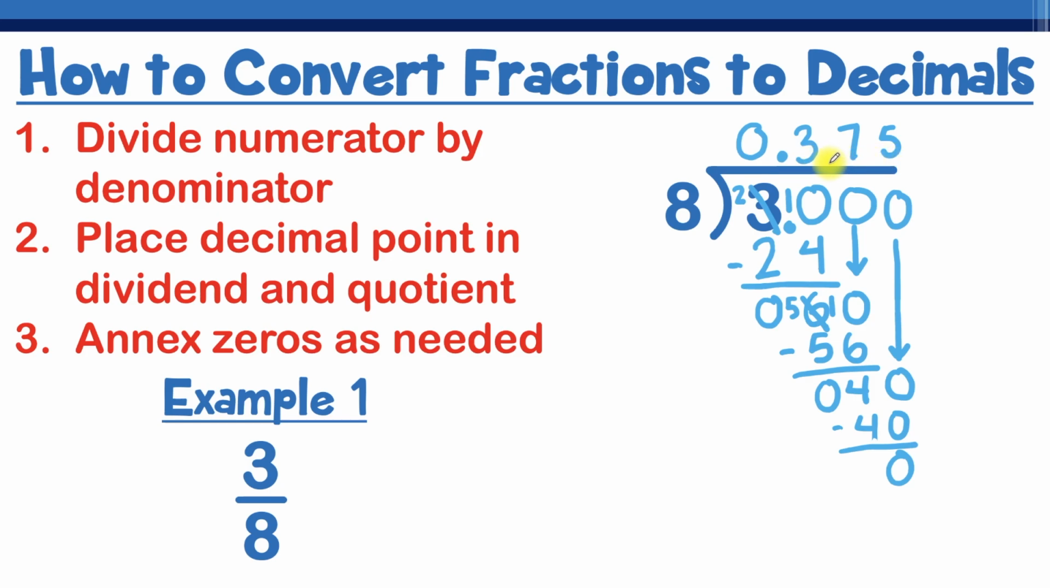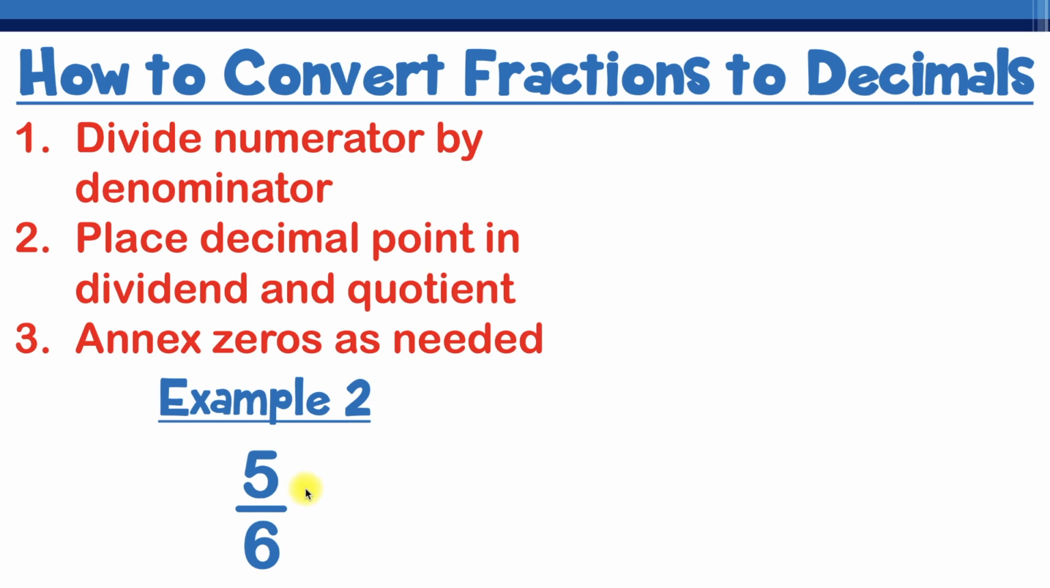Although most students would read this as 0.375. So we would say 3/8 is equivalent to or equals 0.375. So here it is as a fraction, and here it is as a decimal. Let's try one more example.